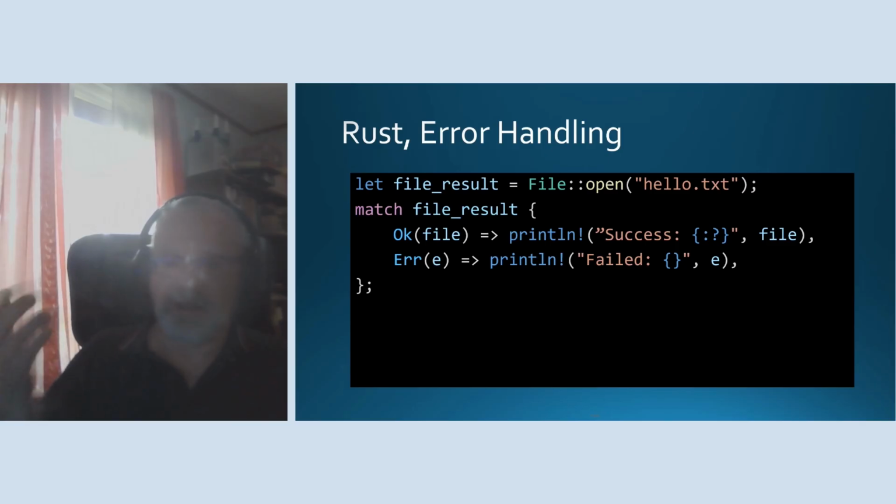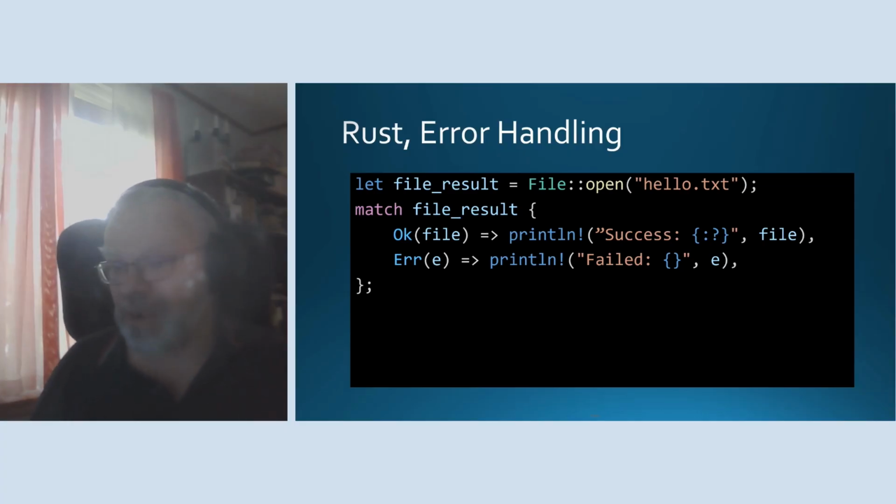So, if we try to open a file, that will give us a result back, and we have to match that result with, was it okay? Well, then we got the file and we can do what we want to do with that file. Or it was an error. It could be file not found, or maybe access denied, or something. We couldn't open the file. There was an error. Then we have to handle that.